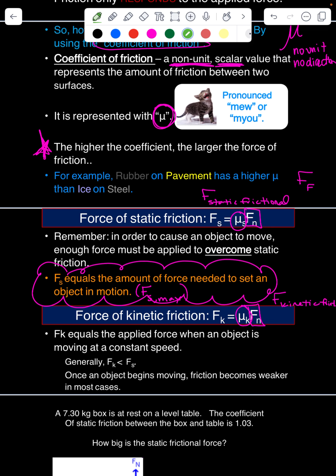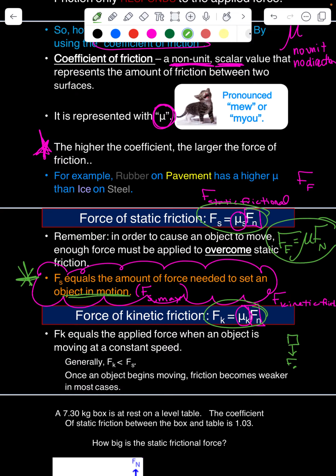Like I said, this can be generalized by saying the frictional force is equal to the coefficient of friction times the normal force. That's the generalized version of both of these. You will get all three of these equations on your next quiz and your test. Again, you have to remember that our static frictional force is the amount of force needed to set an object in motion. And then say it's already in motion.